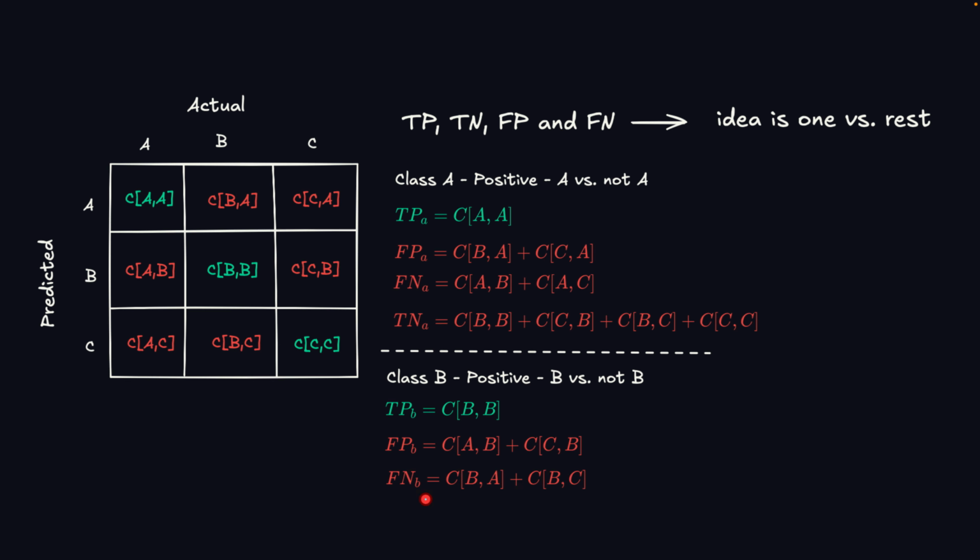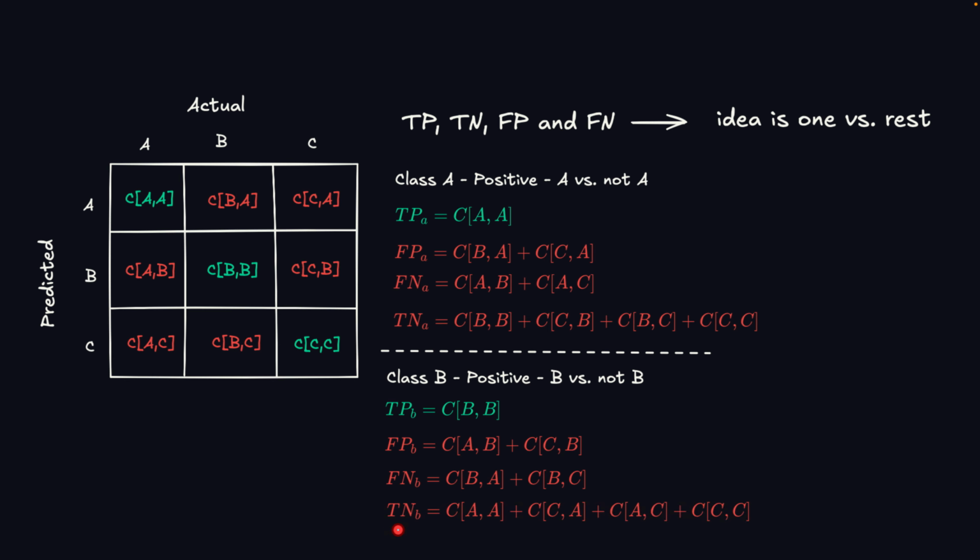And then for false negative, we have falsely predicted something as not B. That includes this one and this one, because the actual values are B in these two examples, but we have predicted them as not B. In this example, we have predicted them as A, and in this example, we have predicted them as C. So that is why this is false negative.